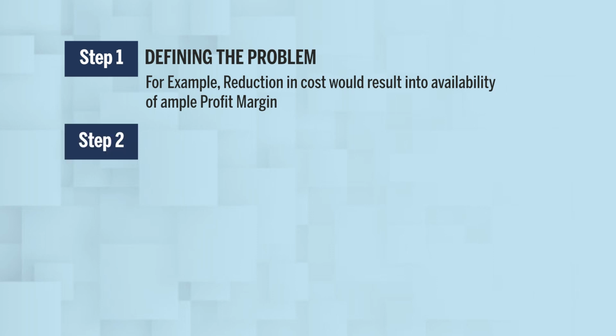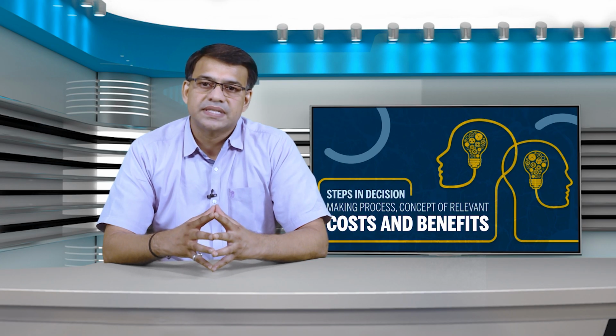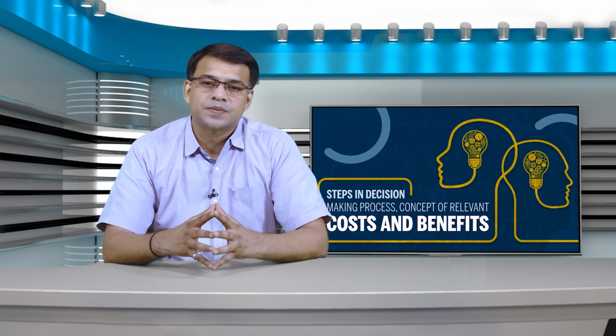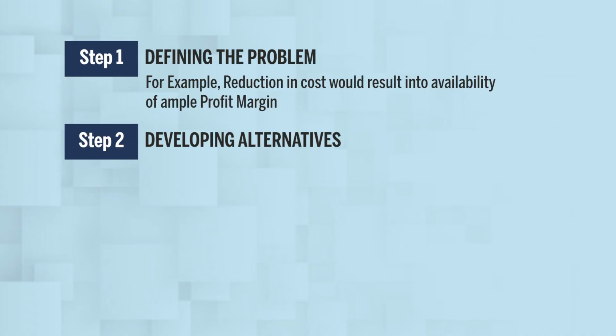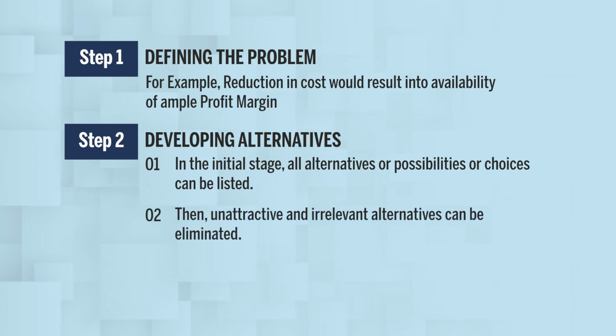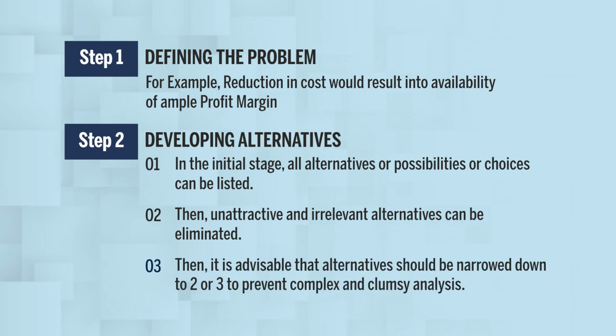Step 2 is now developing alternatives. Once the nature of the problem is defined, factors causing the problem should be identified and alternative courses of action should be developed to solve the problem. In the initial stage, all alternatives or possibilities or choices can be listed. Then unattractive and irrelevant alternatives can be eliminated. Then it is advisable that alternatives should be narrowed down to 2 or 3 to prevent complex and clumsy analysis.